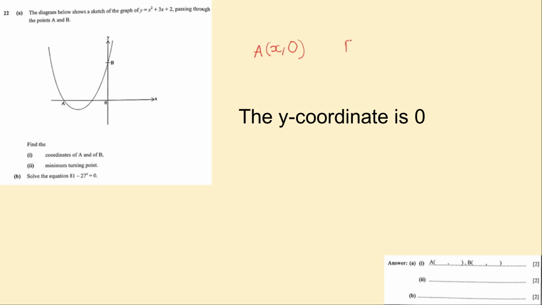And for B, the curve cuts the y-axis at B. So you expect to have a coordinate which looks like this, 0, y. So looking at this, we start with finding the coordinates of A.